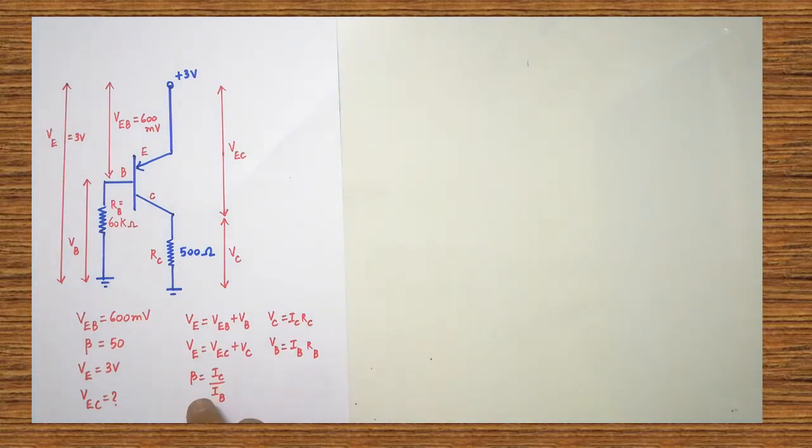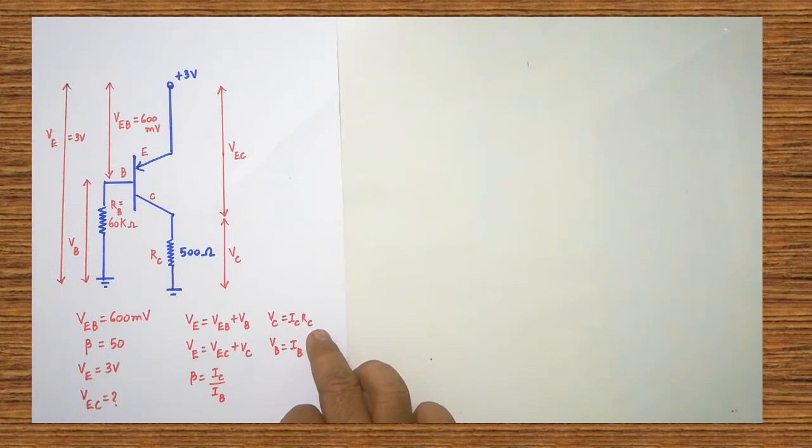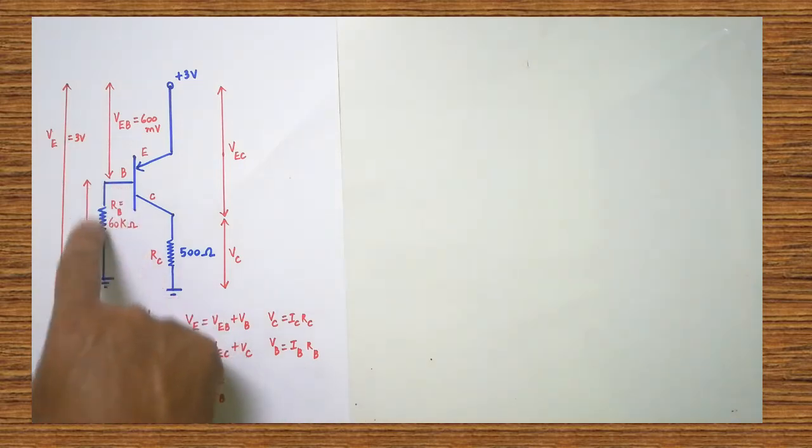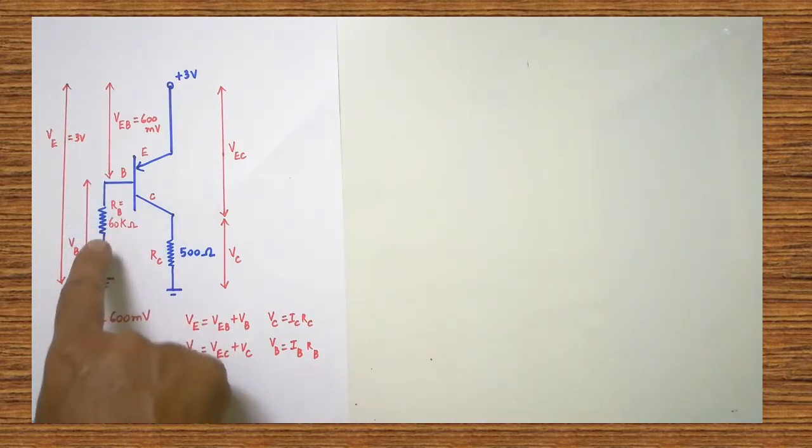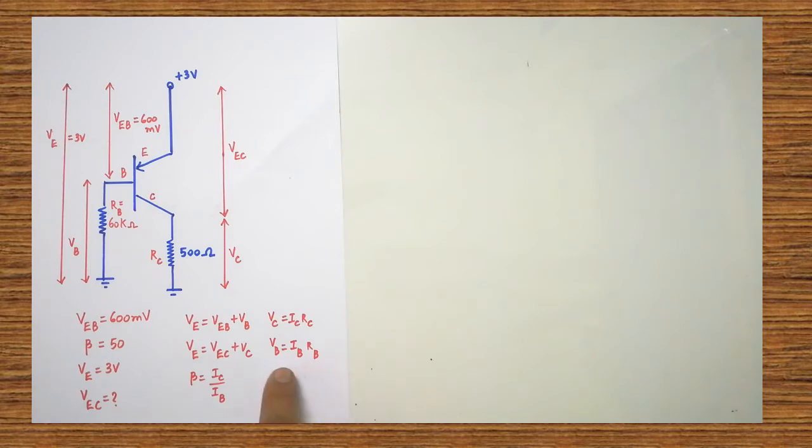And the beta, current gain formula, is IC divided by IB. Ratio of collector current to the base current is called current gain. To calculate VC, we have to use Ohm's law: collector current into the resistance connected in the collector. If both are multiplied, you will get VC. How to get VB? VB is the product of IB and RB. Ohm's law, same Ohm's law. The current passing through the base circuit, IB, into RB gives you VB. By using this data and the formula, we'll start doing the problem.